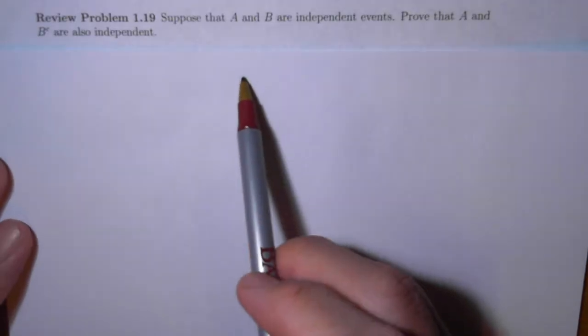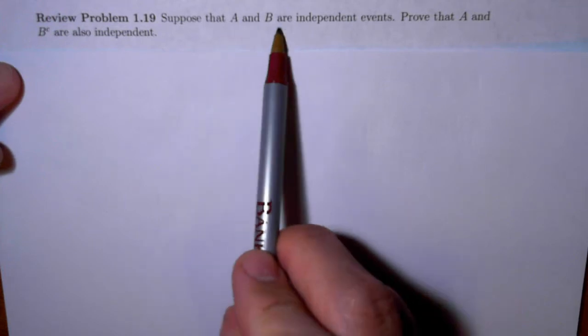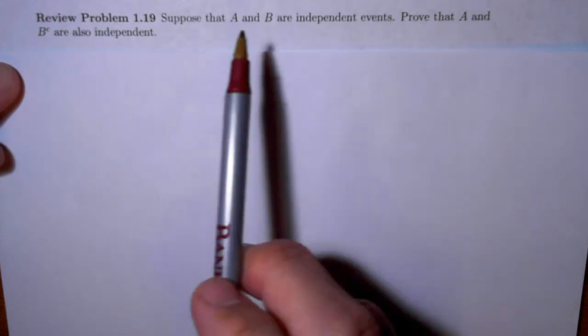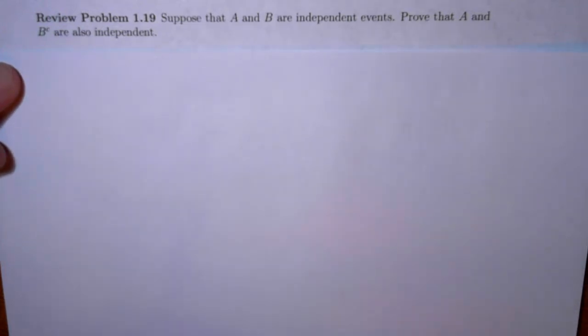Okay, so this is a small theorem. Suppose that A and B are independent events. We want to prove that A and B complement are also independent.